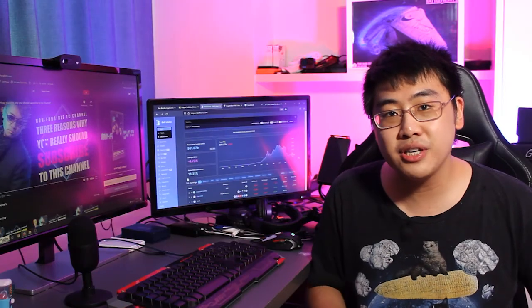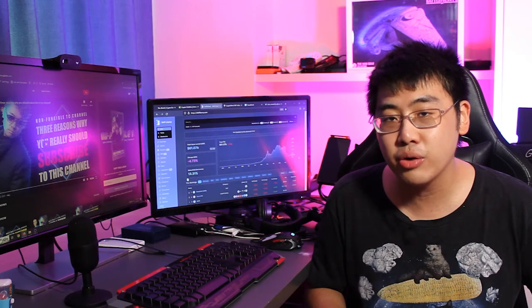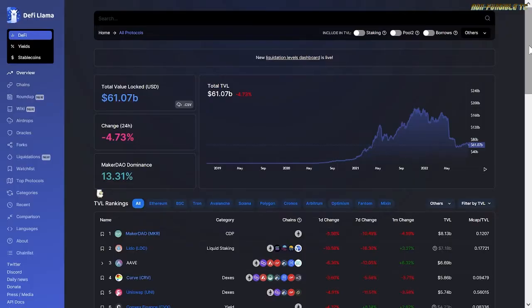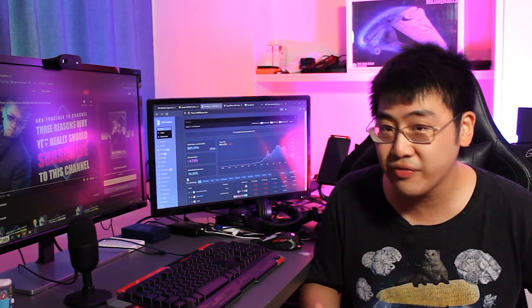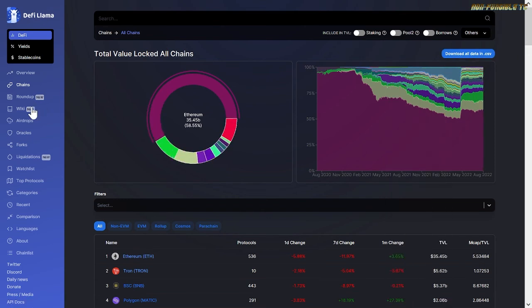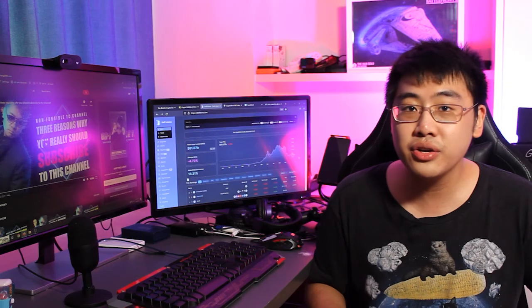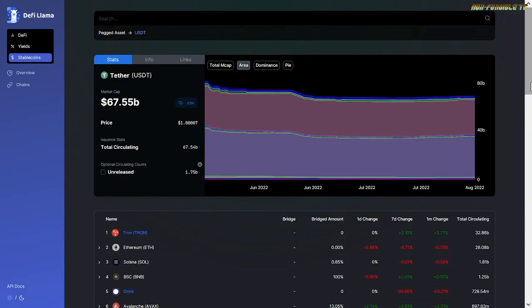The third dashboard is actually DeFi Llama. So for those of you who do not know, DeFi Llama is actually an aggregator which aggregates all on-chain DeFi related protocols. If you are interested in getting your hands dirty with decentralized finance, this is the platform to go to. You can use DeFi Llama to look at different DeFi protocols on different blockchains, and you can actually look at the stablecoin market cap and whether there's an increase in certain stablecoins or not.